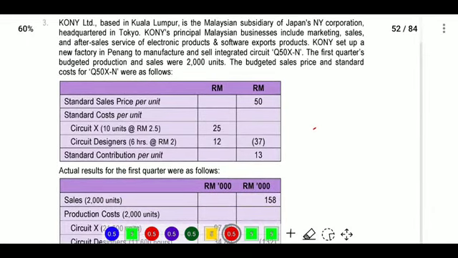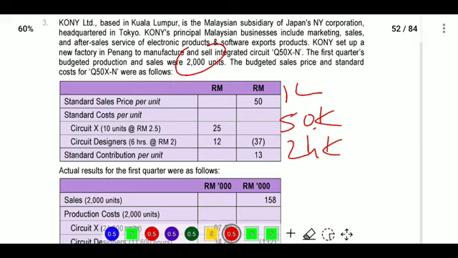So 2000 units into 50 will become 1 lakh, and for 2000 units into 10 into 2.5, what will it become? I think it will become 50k. 50k will be circuit X. Next, circuit designer, 2000 units into 6 into 2 rupees, that is it will become 24k.